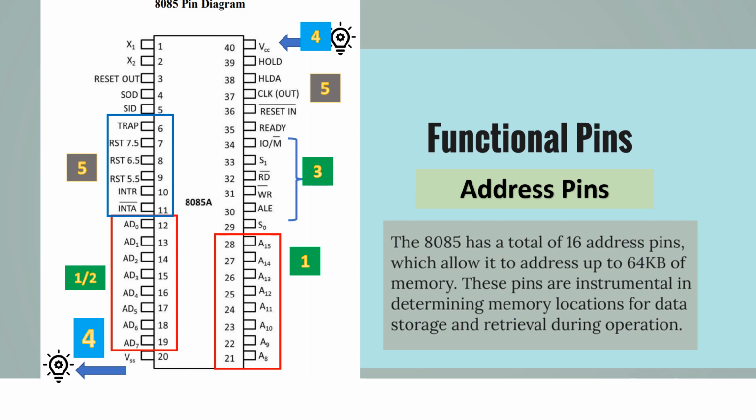Here A15 to A8 are unidirectional and are used to carry the higher order address of the 16-bit address. The pins from AD0 to AD7 act as dual purpose, one for addressing the memory and the other for transferring the data. Here, the multiplexed address or data bus can be used to carry the lower order address and data bytes.